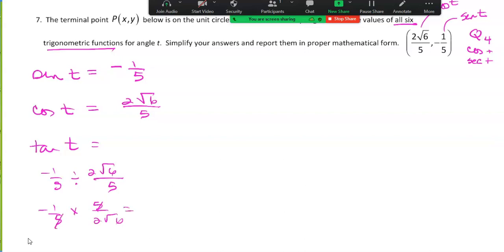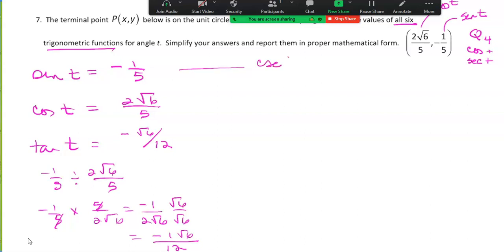Now notice that when the 5s cancel, you still have the negative 1. Okay, you can't have a radical in the denominator, so you're going to rationalize it. And when we rationalize it, we get negative 1 root 6 over 12. So this is negative root 6 over 12. Okay, so now let's go and get the partners. The partner with sine is going to be cosecant, and that's also going to be negative. So it's going to be negative, flip it over, 5 over 1.